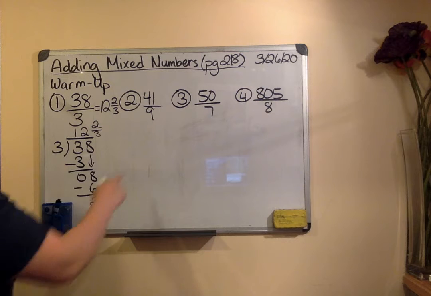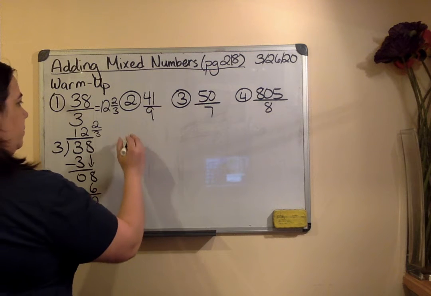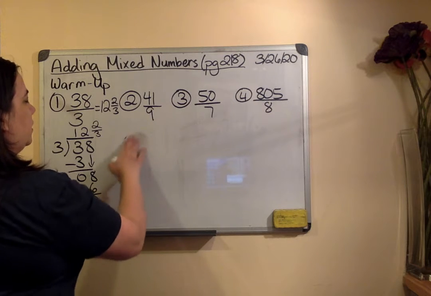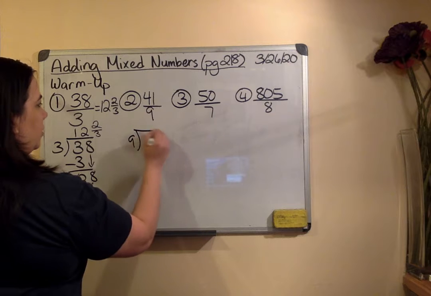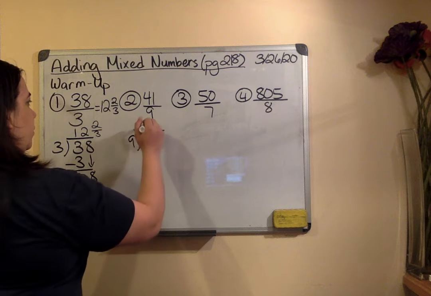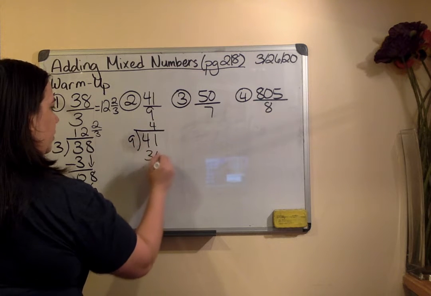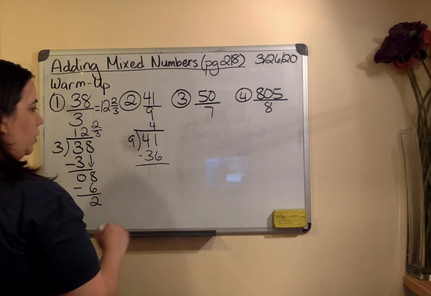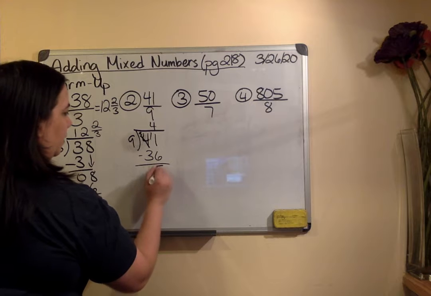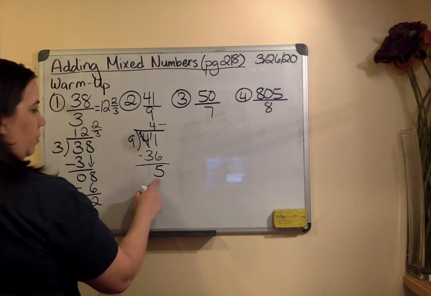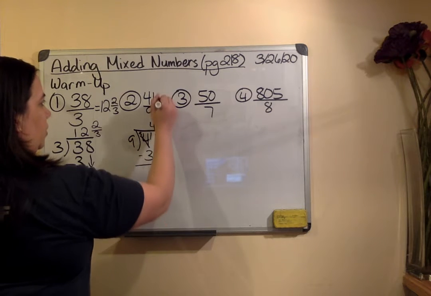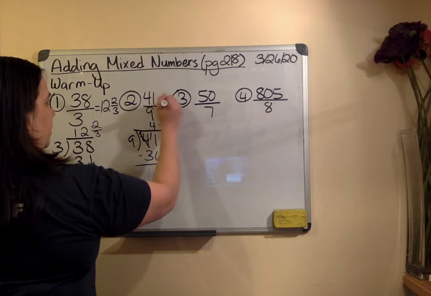Okay? So the next one, you have 41 divided by 9. So we got 9. I already know some of you are beating me, but that's okay. How many times does 9 go into 41? If you said 4 times, you're correct. 36 is my product. Now we subtract. That gives me 5. Remember, the remainder goes at the top of the fraction bar, and your divisor becomes your denominator. So you should have gotten 4 and 5/9.